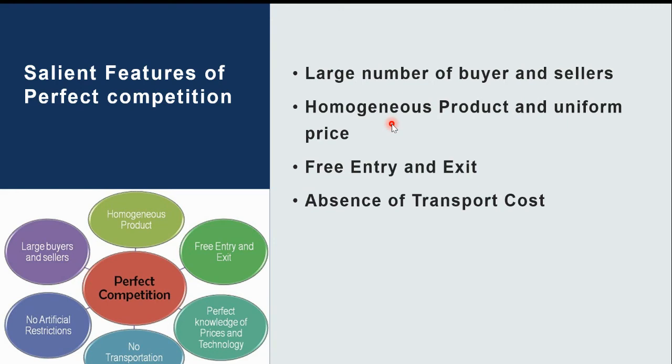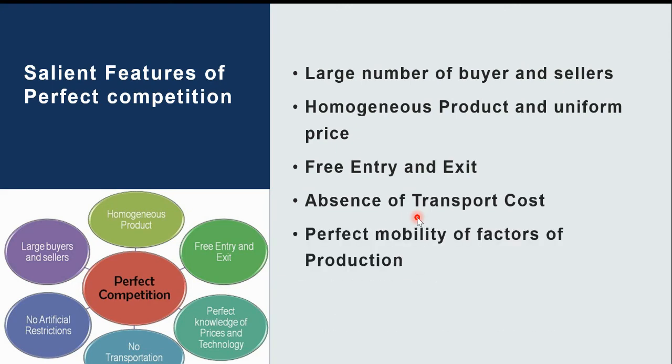No. We will try to buy the cheapest product because all the goods are homogeneous. So there is absence of transport cost. Next, perfect mobility of factors of production. Perfect mobility of factors of production. What are the factors of production? Land, labor, capital, and organization.